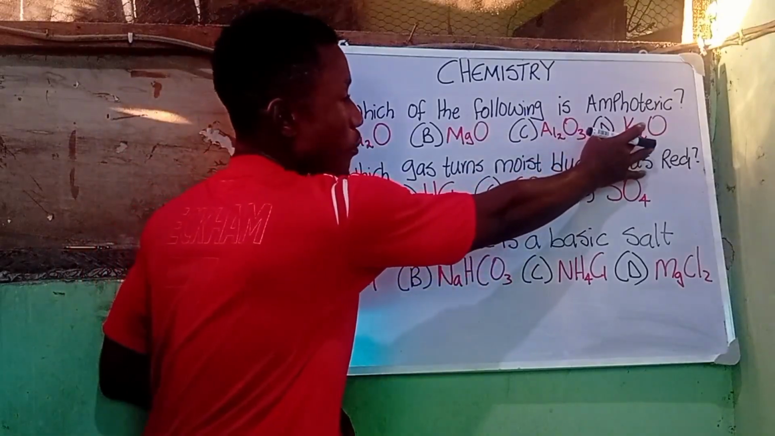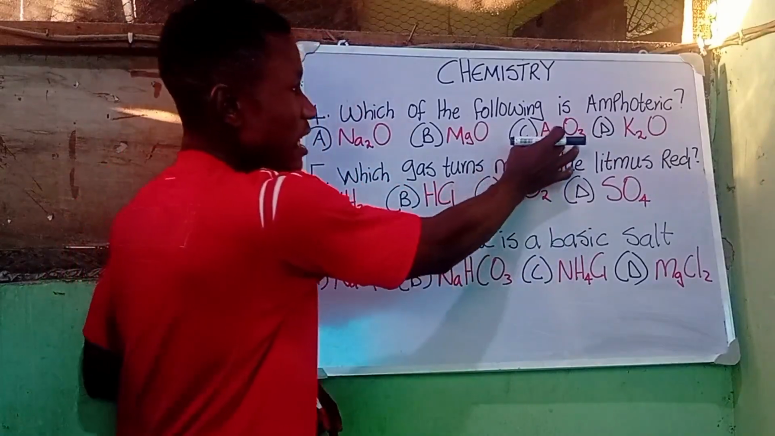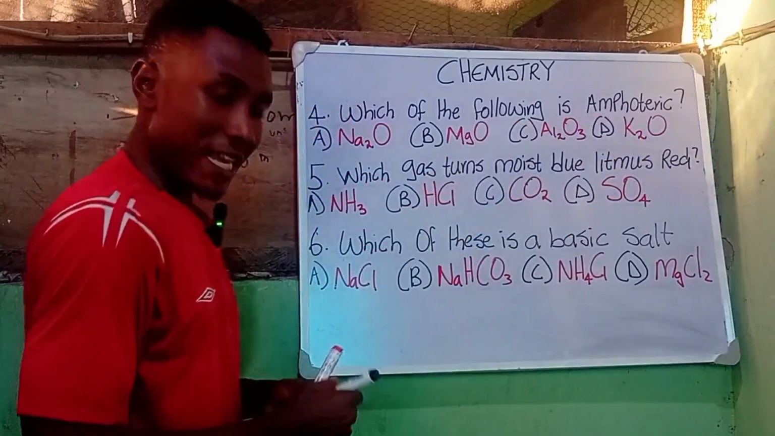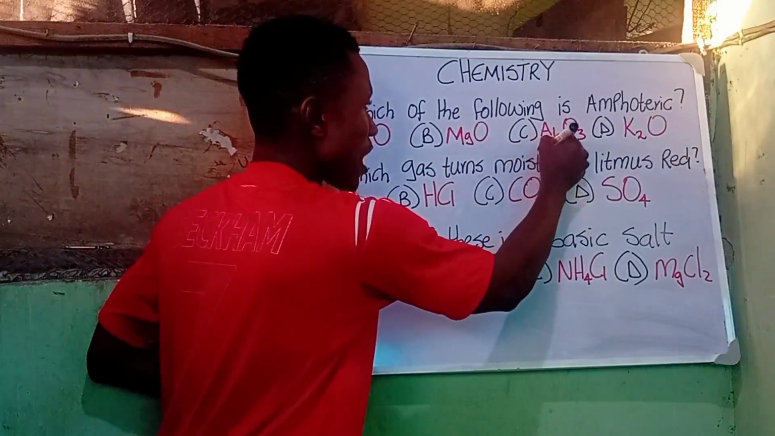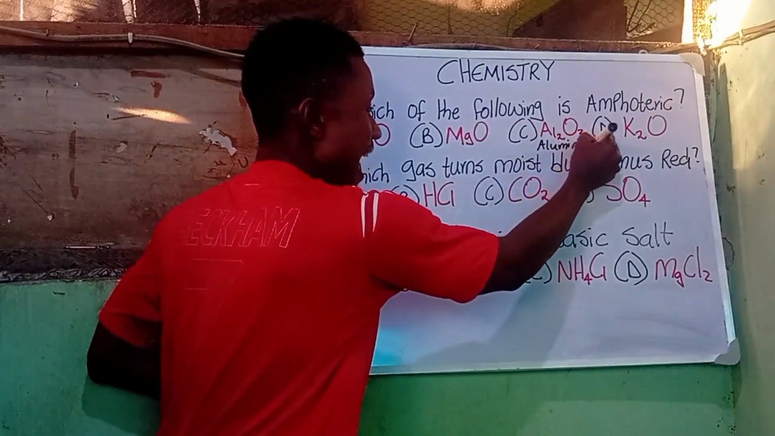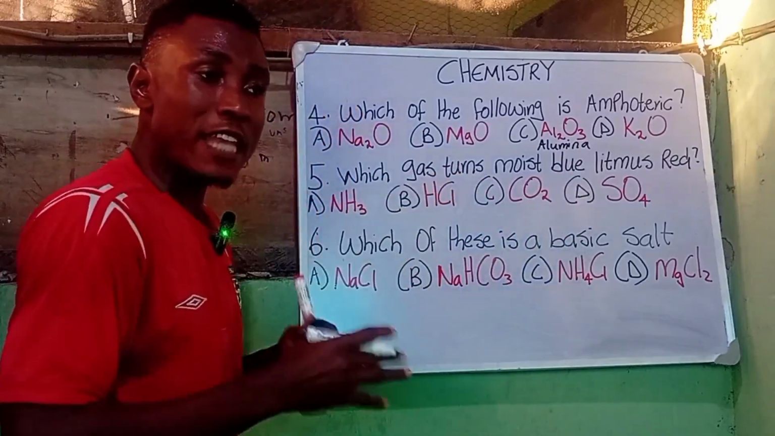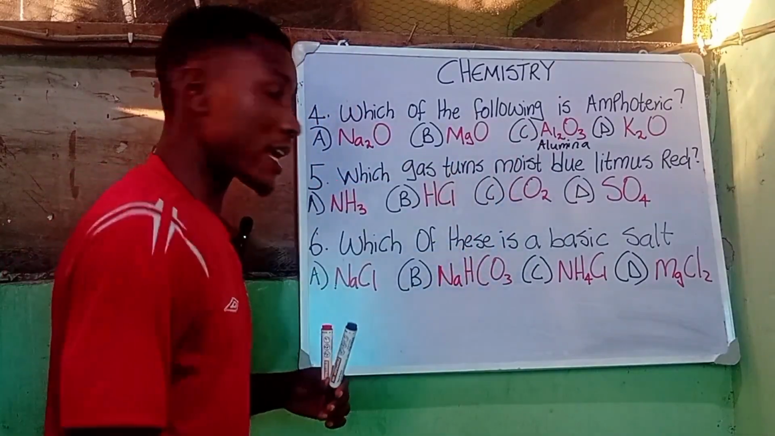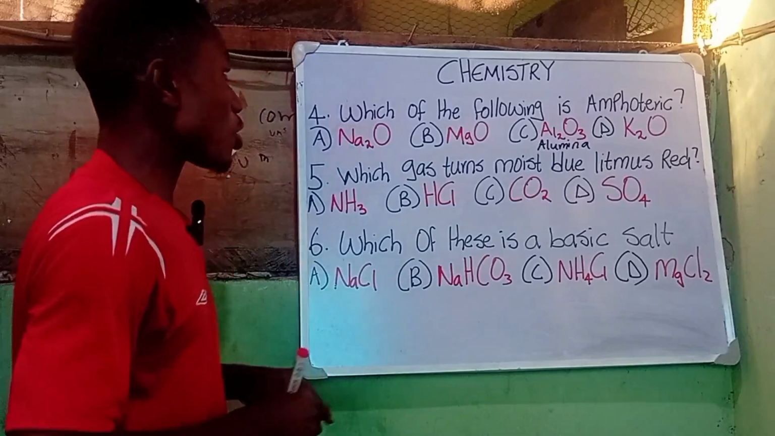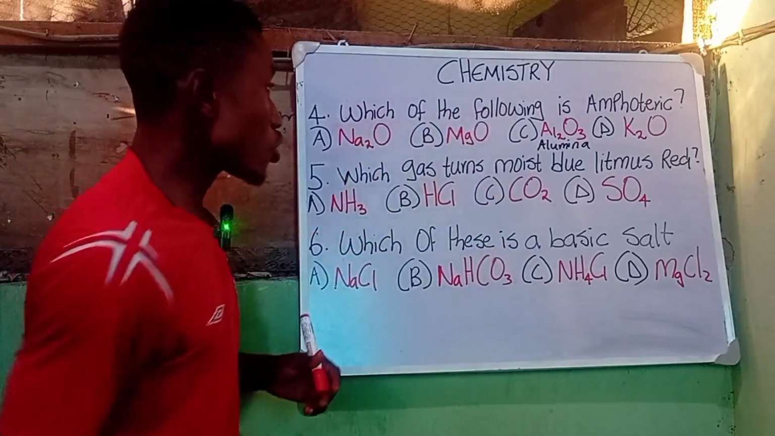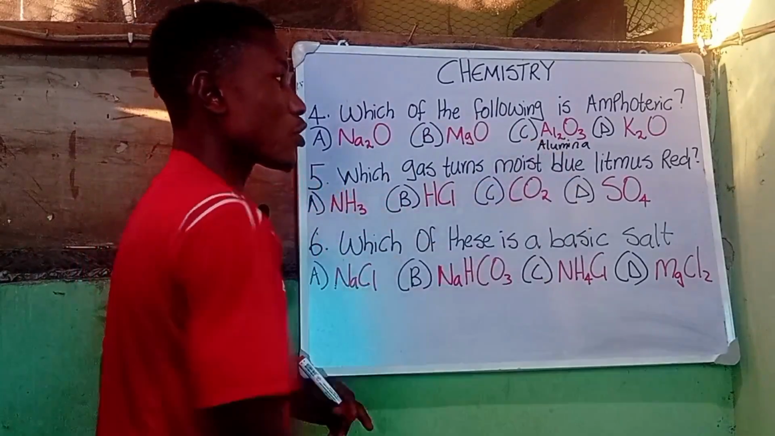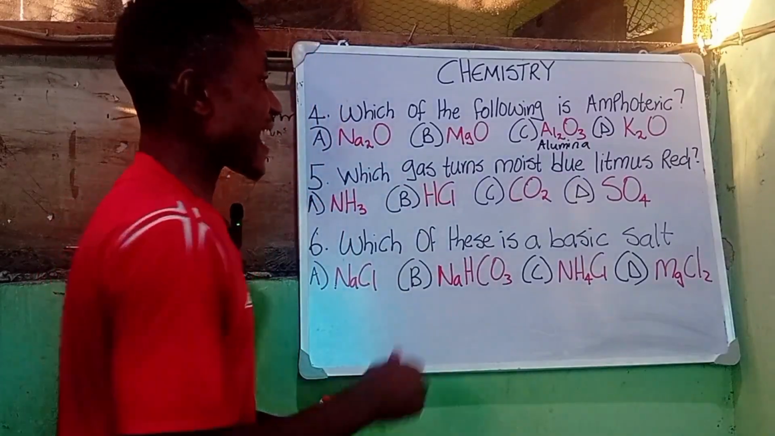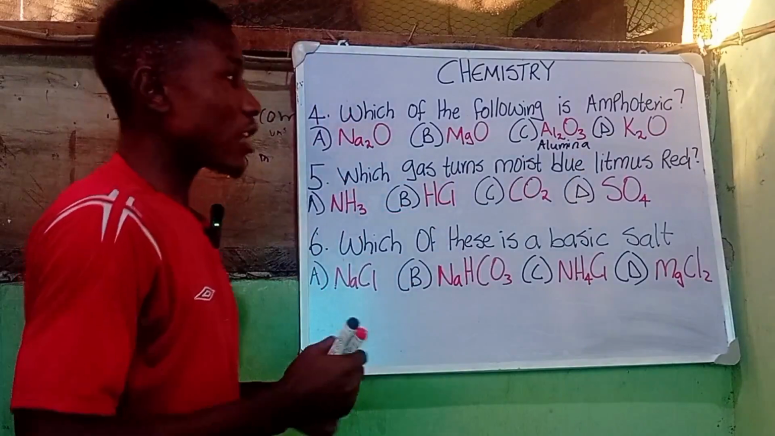And D, potassium oxide. So C is aluminium oxide, and D is potassium oxide. Aluminium oxide is also known as alumina, and they use it to make ceramics. So alumina is another name for aluminium oxide. Which of the following is an amphoteric oxide? We have sodium oxide, magnesium oxide, aluminium oxide, and D, potassium oxide. The correct answer there is C, aluminium oxide.